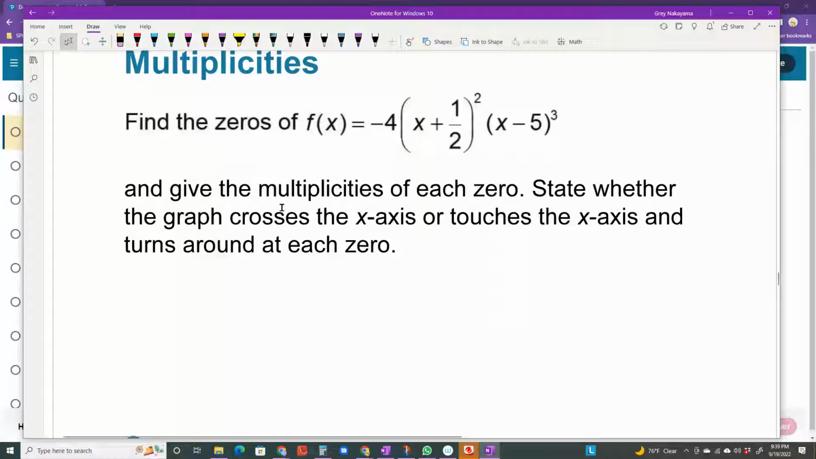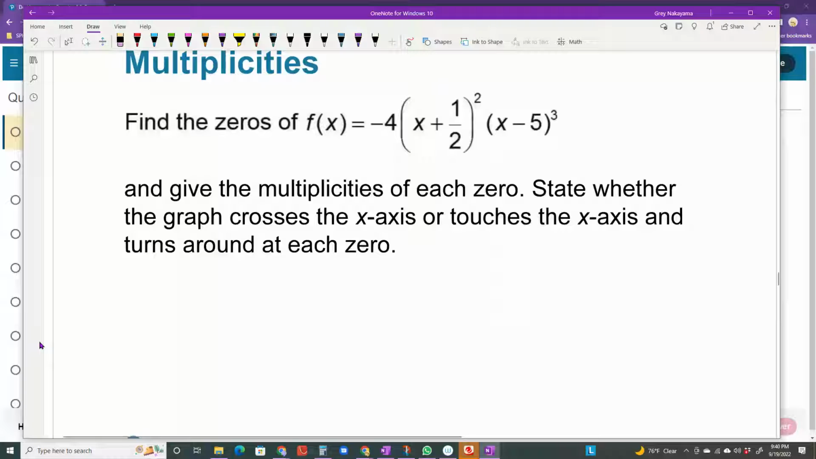Find the zeros of the graph and give the multiplicities of each 0. State whether the graph crosses the x-axis or touches the x-axis and turns around at each 0. Okay, so first off, I'm going to take each factor. Y'all, there is no x here, so you don't have to worry about it.